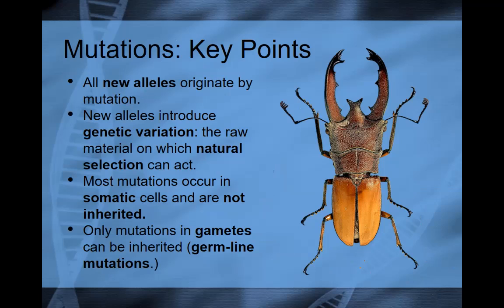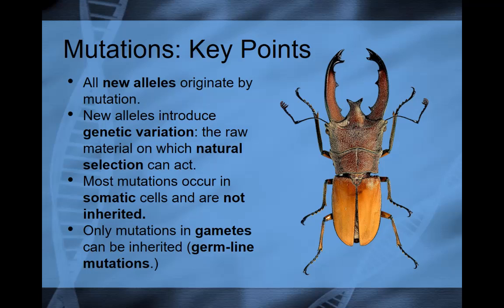One, all new alleles or all new variations of a gene originate by mutation. Two, new alleles introduce genetic variation into a species, which can change their ability to survive in a particular environment. This is something that natural selection can act upon. We'll talk more about natural selection when we get into evolution. Most mutations that occur are in somatic cells or body cells, and therefore are not inherited. We give the example of cancer. Okay. There are, however, mutations that are passed on to offspring.